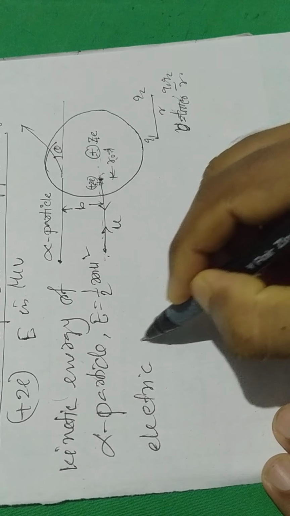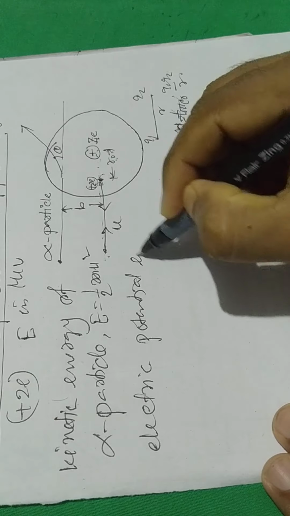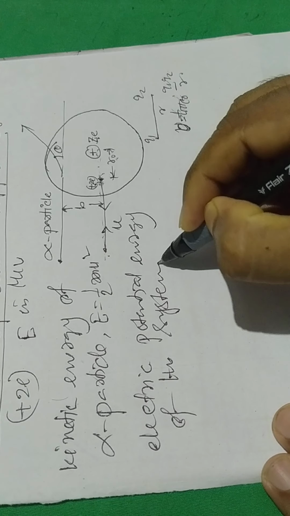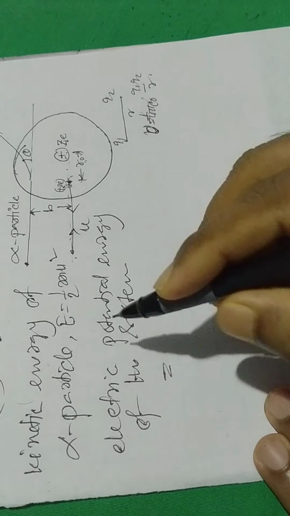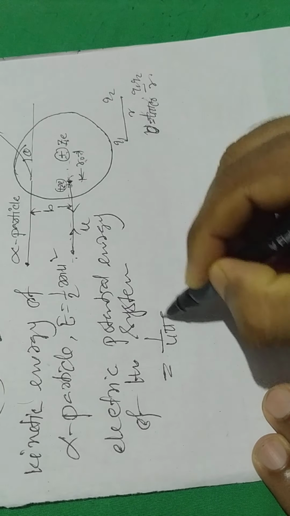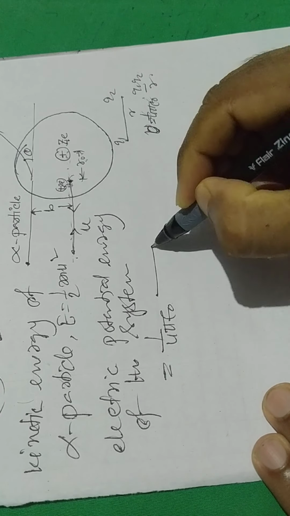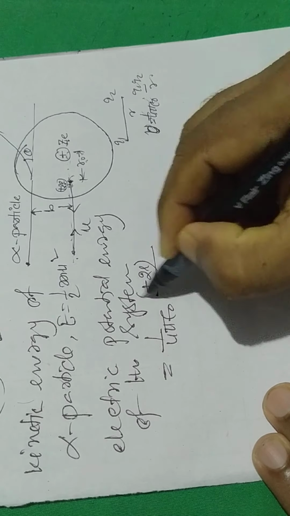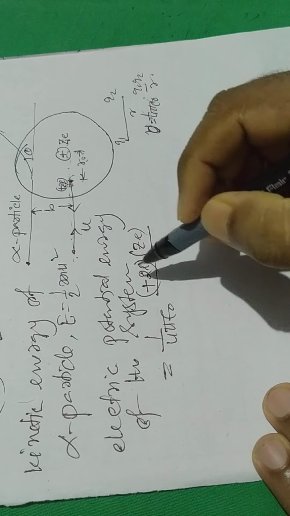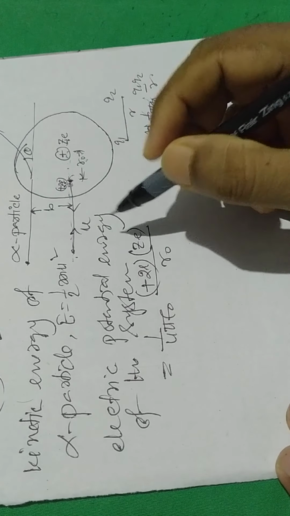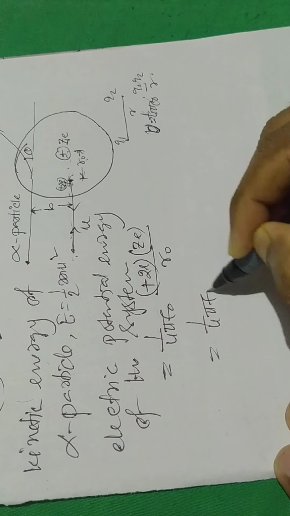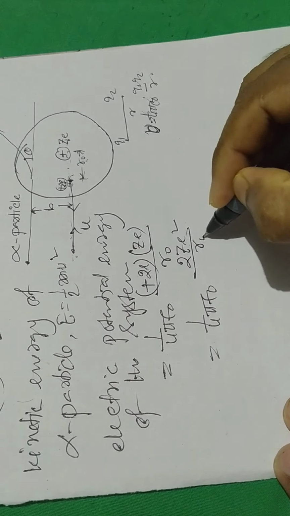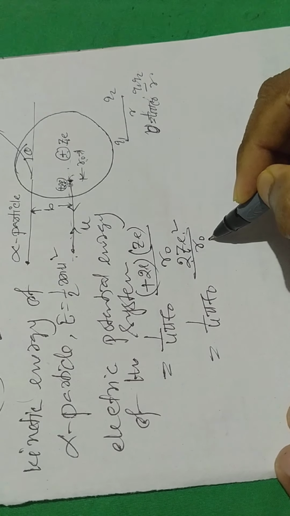So the electric potential energy of the system is 1 by 4πε₀, with the charge of the alpha particle 2e and the charge of the nucleus Ze, and the distance apart r₀. So it is 1 by 4πε₀ times 2Ze² by r₀.